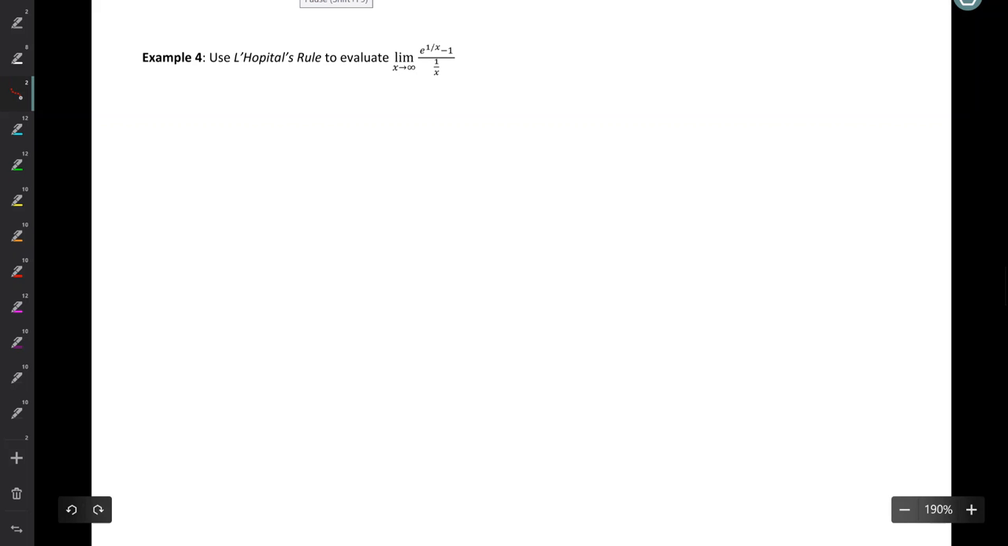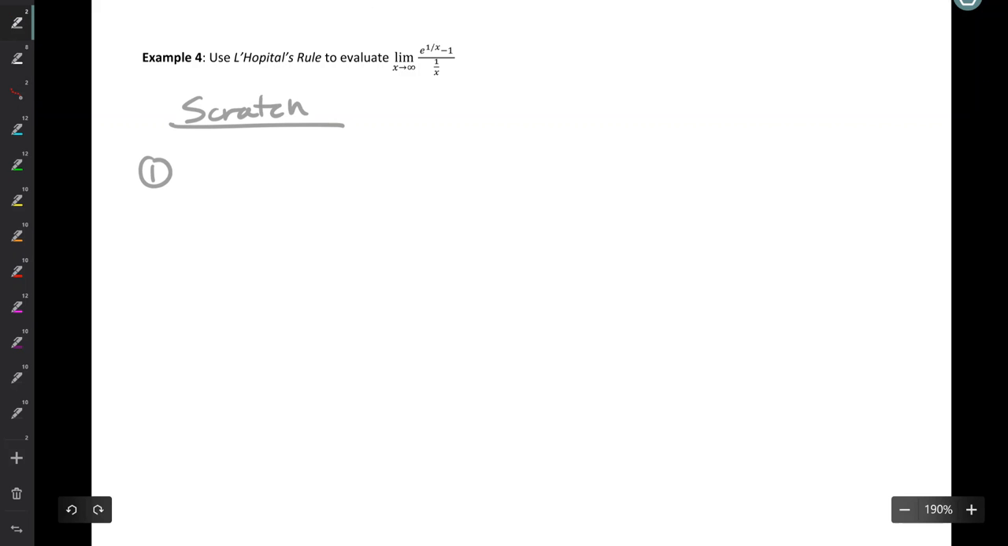All right, so now we're going to do example 4, and we have already done this example graphically in example 1b, but we're going to now use L'Hopital's rule. Scratch first.